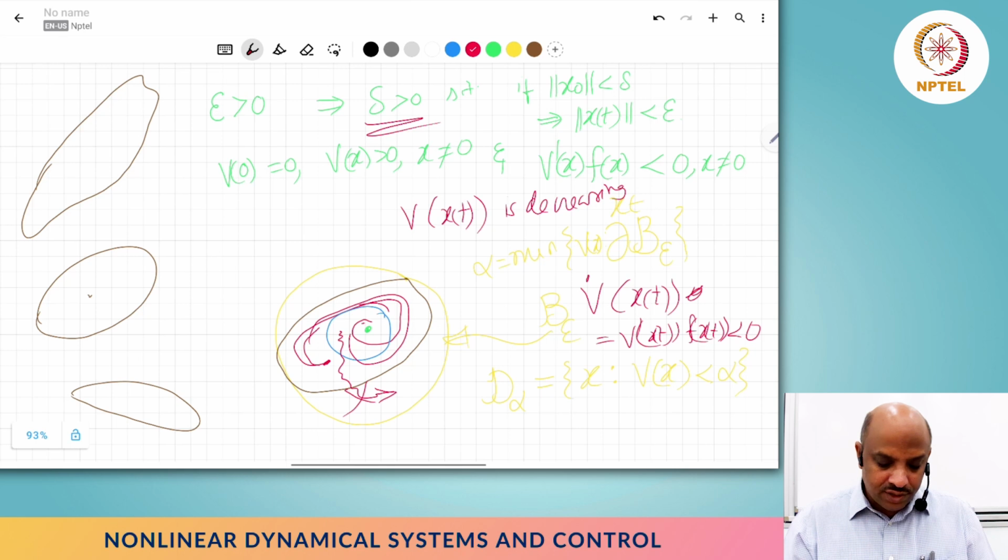So there is no reason that this alpha, the D alpha, you could pick not for alpha but maybe much smaller. So you can pick a much smaller delta region than trying to be optimal and things like that, okay?